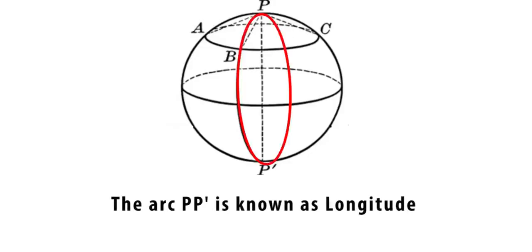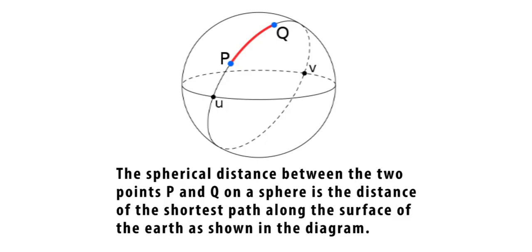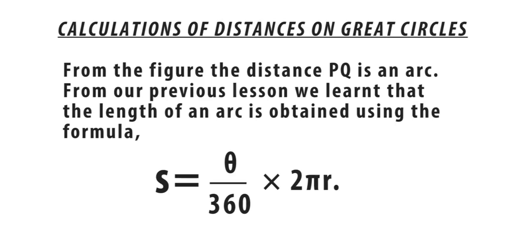The arc PP prime is known as a longitude. The arc AC is referred to as a latitude. The spherical distance between the 2 points P and Q on a sphere is the distance of the shortest path along the surface of the Earth, as shown in the diagram. Let's look at calculations involving distances on a great circle.